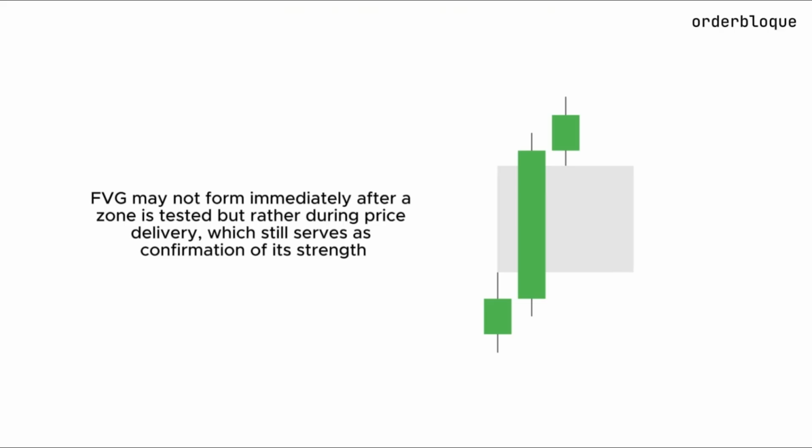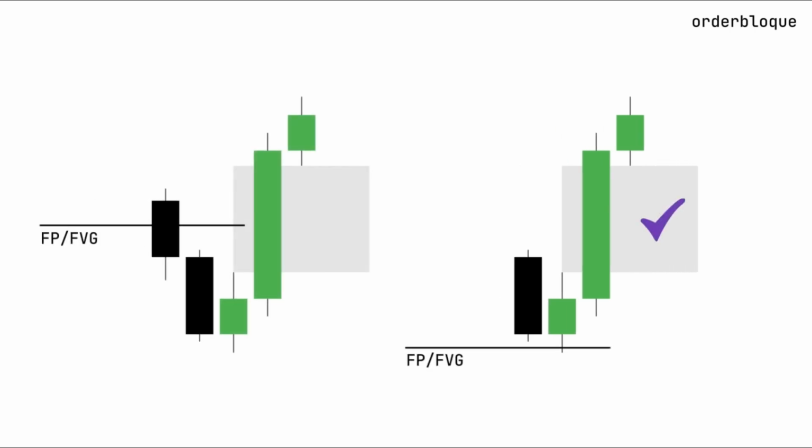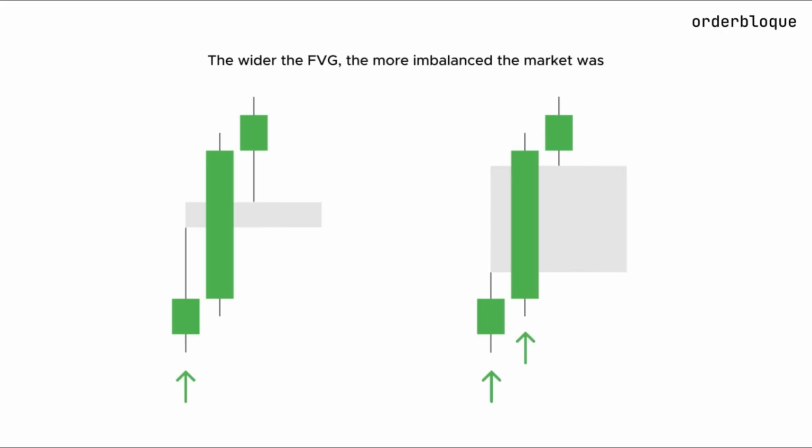Finally, the fair value gap. This is an element that can be present almost anywhere on the chart. It is not as pronounced an indicator of reversal points as the order block and rejection block. Nevertheless, we prefer this element to form beyond the tested level of liquidity or inefficiency, which will indicate its true strength. Secondly, we know for certain that FVG is the most reliable indicator of momentum, that is, the balance between buyers and sellers in the market. Accordingly, the wider the FVG zone, the stronger the dominance of one side was. I'll repeat, these characteristics are designed to achieve maximum effectiveness and probability in our favor, but they are not mandatory.